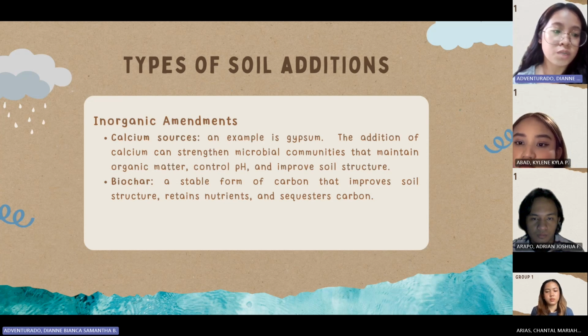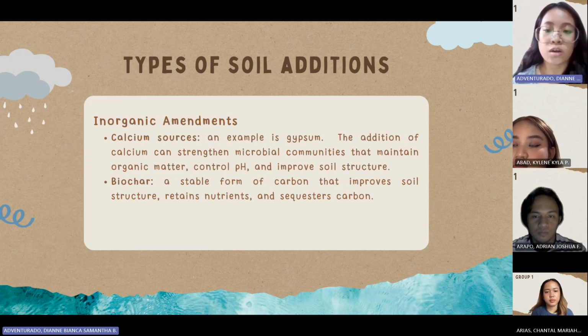Next classification is biochar. This is created by pyrolyzing organic matter and is a stable form of carbon that improves soil structure, retains nutrients better, and sequesters carbon.